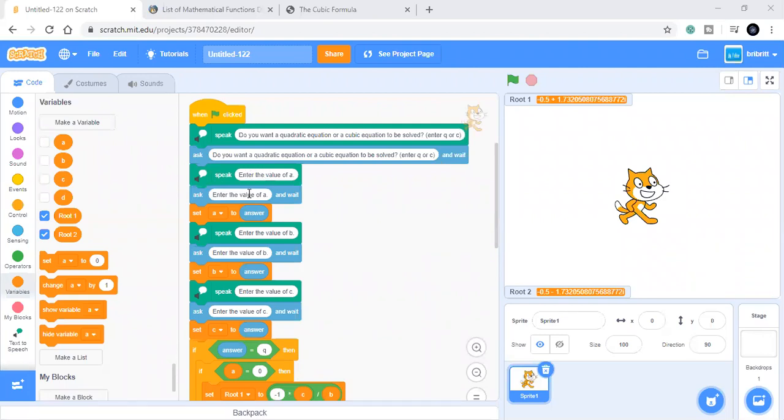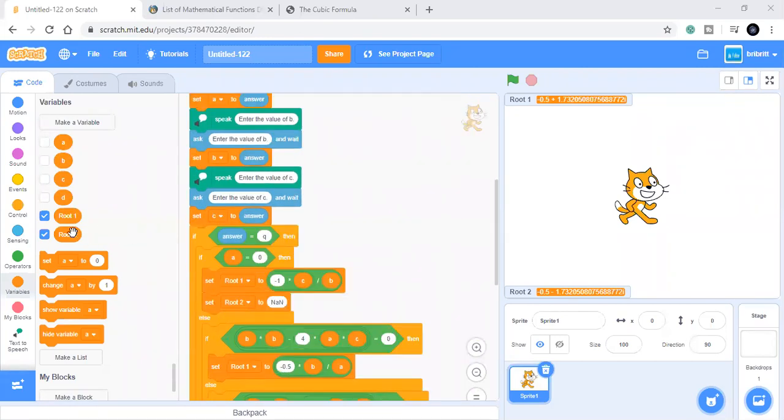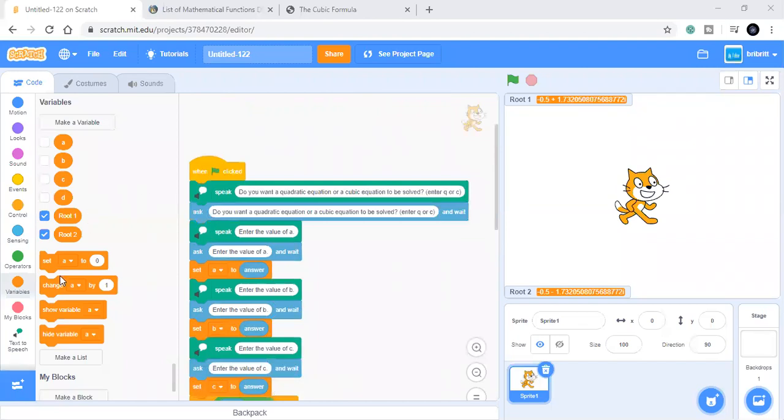Speak, enter the value of A. Actually, we need quite some values: A, B, C, this D is for cubic, which I'm working on, and root 1, root 2. For cubic equations, you need a root 3. But we are just going to do quadratic.